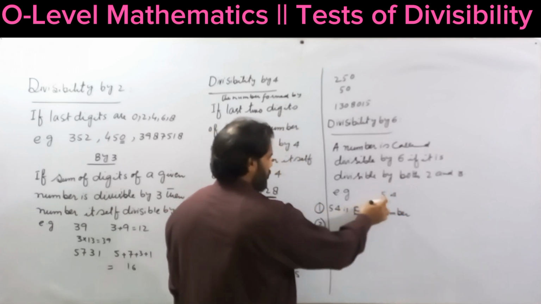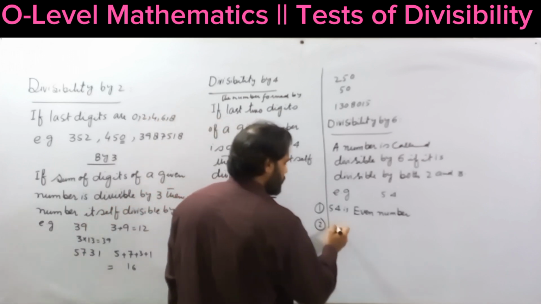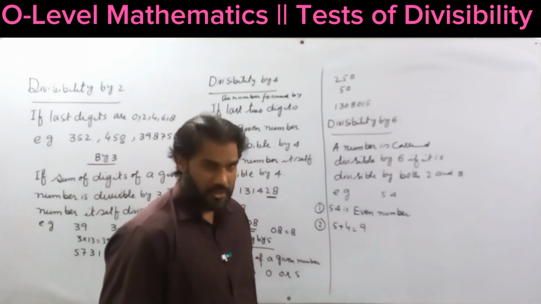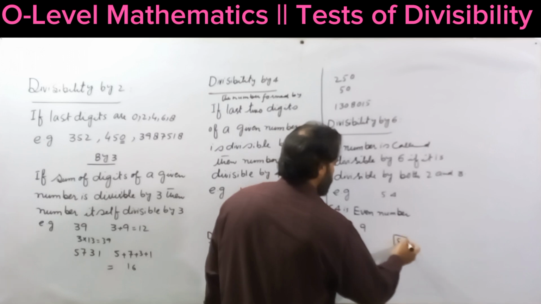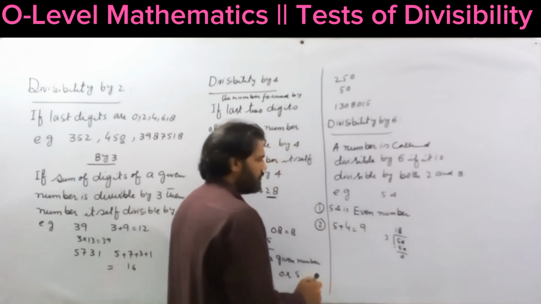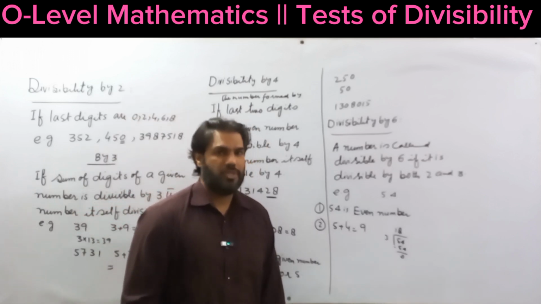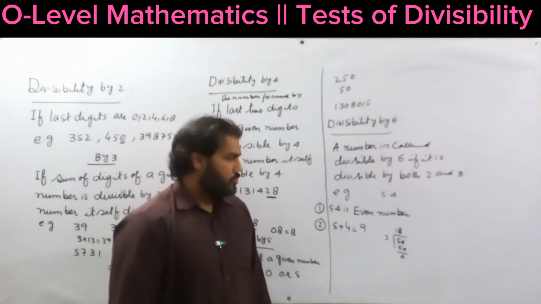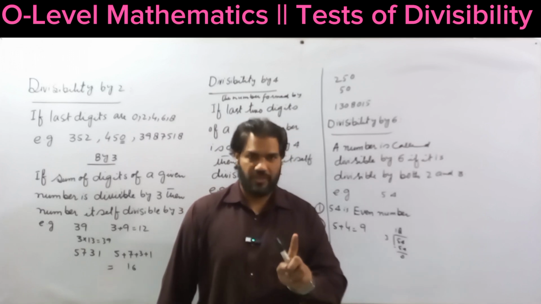Second one, if you sum up the digits of the number, that is 5 plus 4, which is equal to 9, and now 9 is divisible by 3. This shows that 54 is also divisible by 3, because when you divide 54 by 3 you will get 18. So number 54 is divisible by 2 and 3 both. Hence finally we will say that this number is divisible by 6. 6 nines are 54. So this is the criteria. An odd number cannot be divisible by 6, always remember.